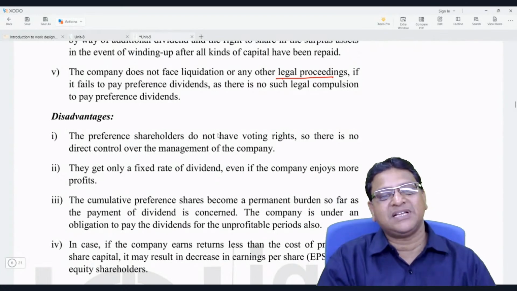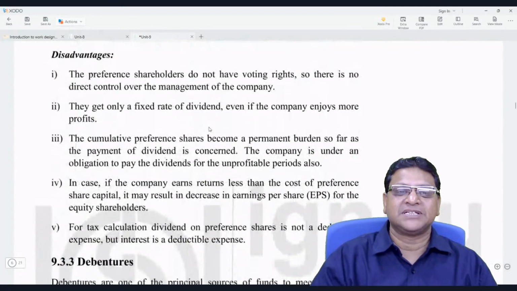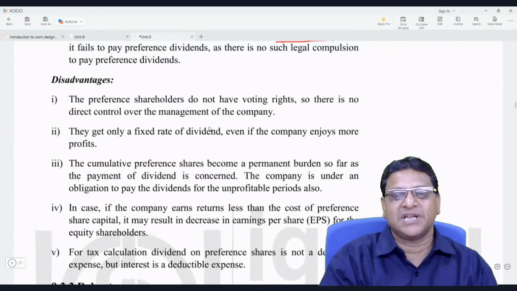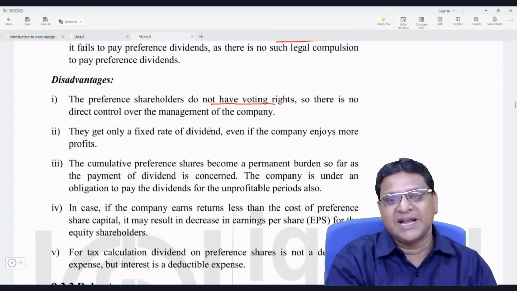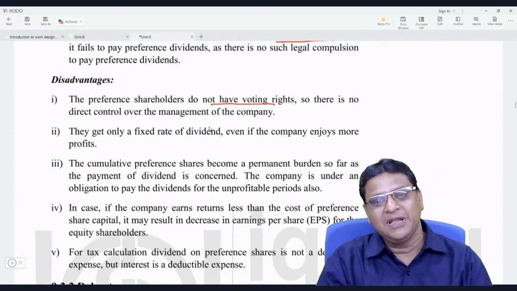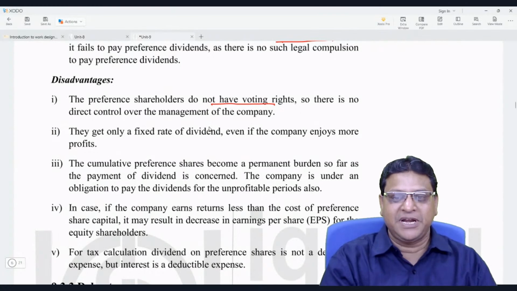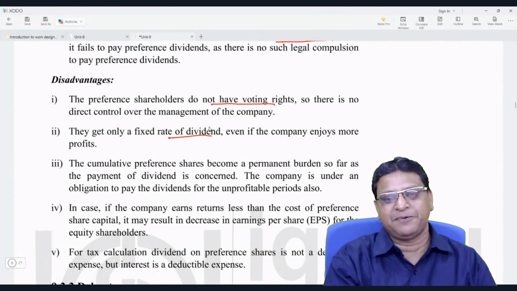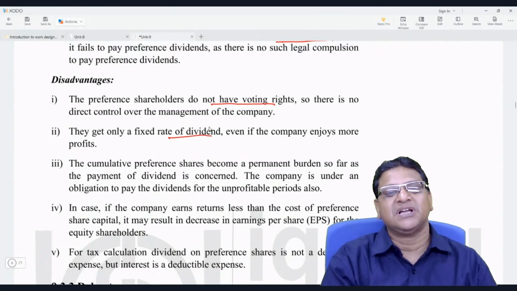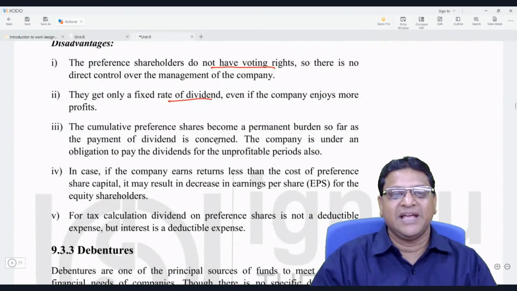What are the disadvantages of issuing preference shares? First, preference shares do not have voting rights. They are owners of the company but do not have any say in the management of the company. They only take a fixed rate of dividend. Even if there is higher profit, they will not claim anything else.